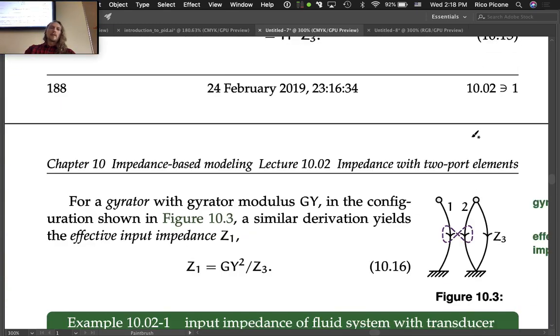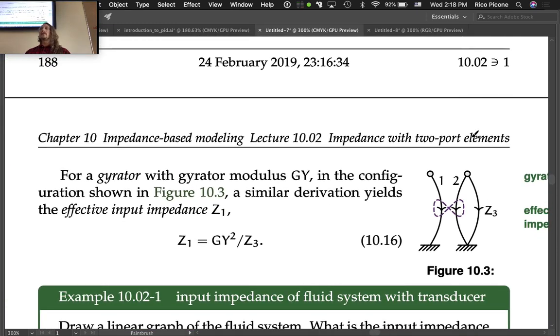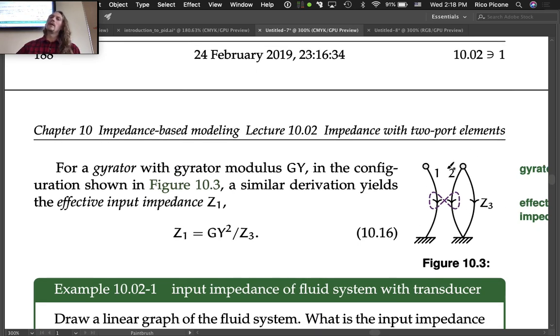All right, so remember we have two different types of transducing elements, two-port elements. The one is the transformer that we just covered, and now we also can look at the gyrator, which has gyrator modulus GY, in the configuration shown in figure 10.3. This is the way we draw the linear graph for our gyrator model. We have the one side, the two side, we put the Z3 on the two side, and it gets reflected through to the other side in a similar way. So we can do kind of the same derivation where we write down the continuity and compatibility equations.